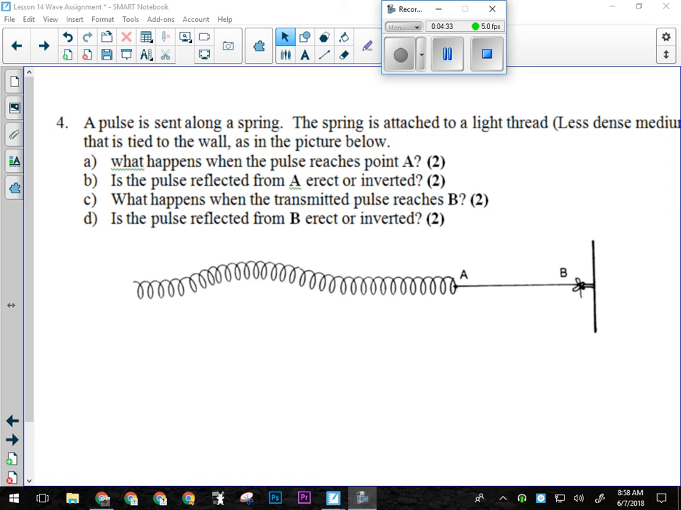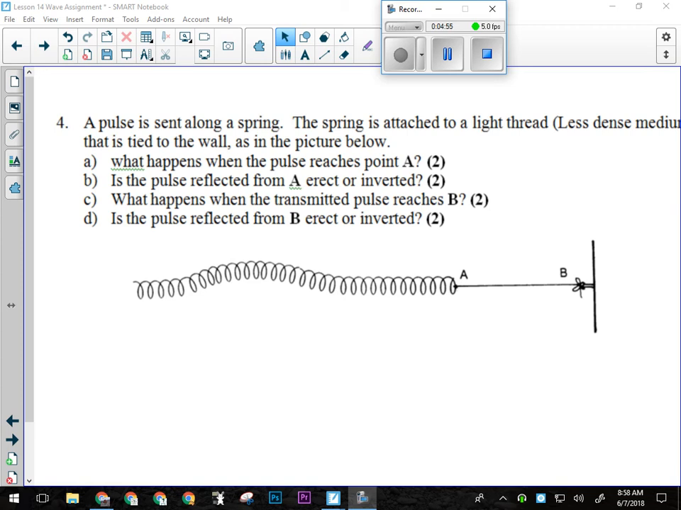So as this pulse approaches point A, when a wave reaches any boundary, two things can happen. Some of the wave will be reflected, and some of it will be transmitted. That's really all you need to know for part A. What happens when the pulse reaches point A? Some of it will get reflected, some of it will get transmitted. That's what happens at any boundary.